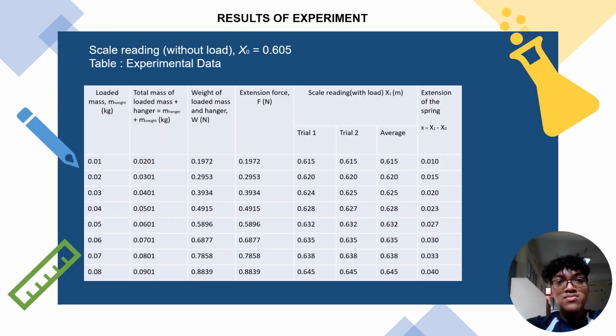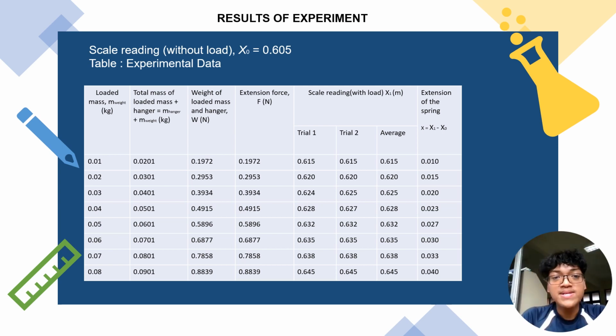This slide represents the result of the experiment. The scale reading without loads, X0, equals 0.605. For the table data, the loaded mass M starts from 0, then 0.01 kilogram until 0.08 kilogram. From this table, we can see the extension force F in Newton increases with the extension of the spring X.